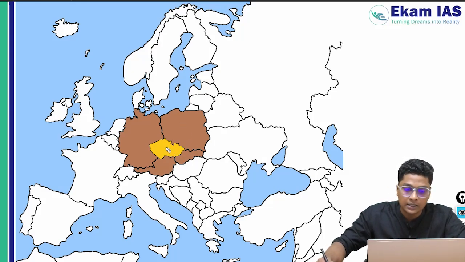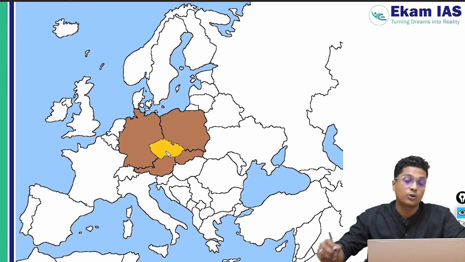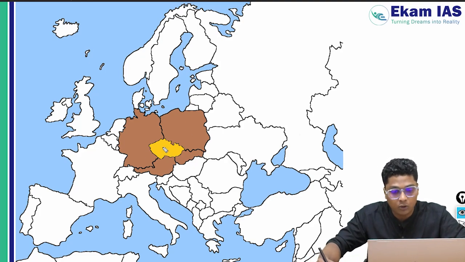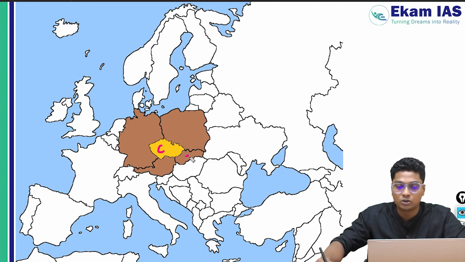Earlier this region was called Czechoslovakia, and Slovakia got separated from the Czech Republic. Now this yellow region is the Czech Republic, and towards the right of it we have Slovakia. And there are 2 larger nations here. This is Poland.